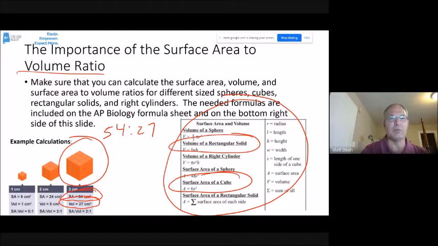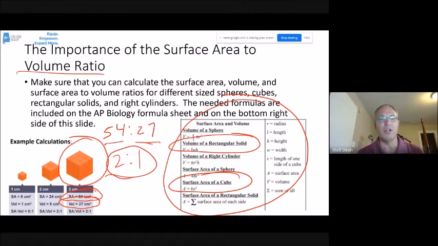Typically, though, it's reduced, almost like a fraction is reduced. And the easiest way to do that is just to divide both sides by the smaller of these two numbers. So let's divide both sides by 27. So 54 divided by 27 is 2. 27 divided by 27 is 1. So that's the reduced version of the surface area to volume ratio.